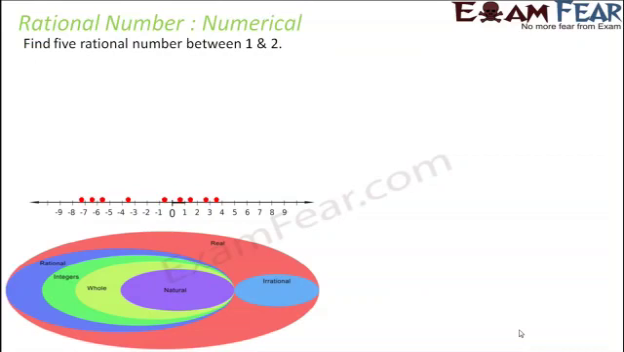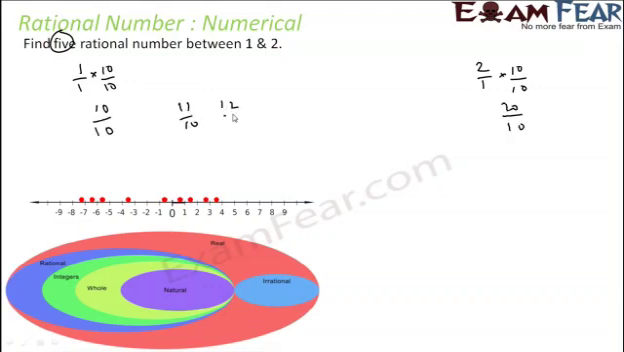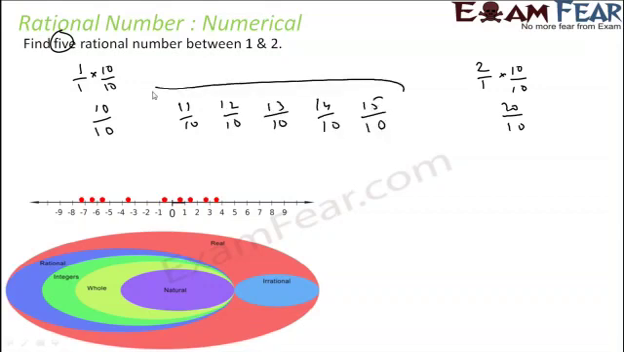So the question says, find 5 rational numbers between 1 and 2. Pretty easy. This is 1, this is 2. I can write them in the rational form p by q and multiply both by 10 by 10. Why 10 by 10 only? Because I have to find only 5 rational numbers. So this becomes 10 by 10 and this becomes 20 by 10. So I can write 11 by 10, 12 by 10, 13 by 10, 14 by 10, 15 by 10. All these are 5 rational numbers.